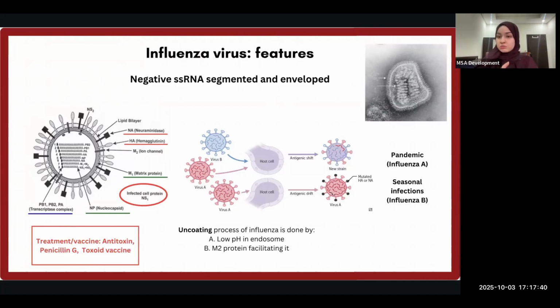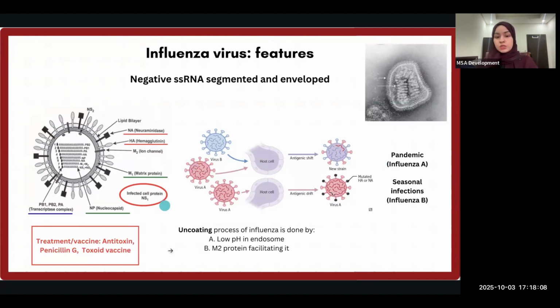Antigenic drift is just a small change in the RNA structure. The virus is still the same virus, it just changed its configuration a little bit. And this causes seasonal infections, so it's less severe. And this is more common in influenza B. So influenza B is what we get vaccines for every year, or if you get your seasonal flu shots. Influenza A is responsible for pandemics.